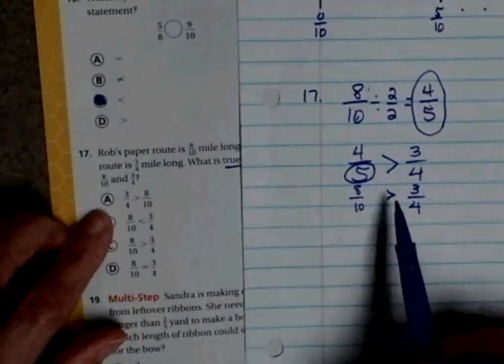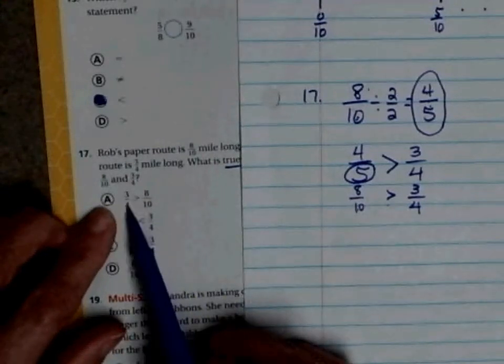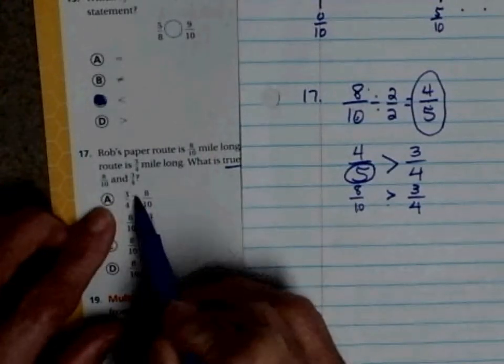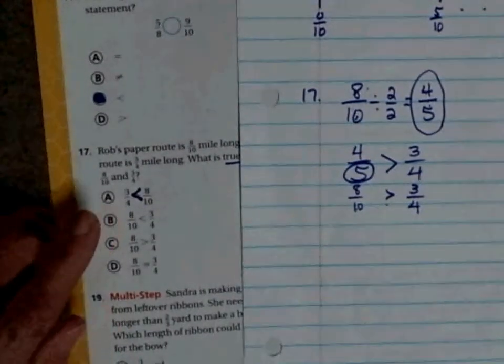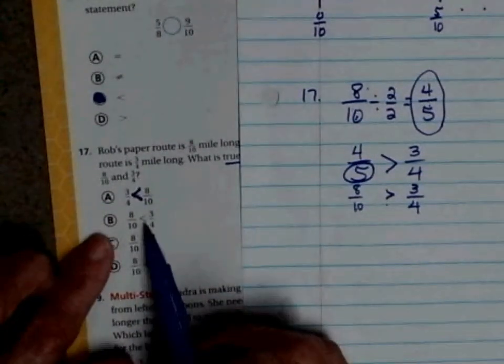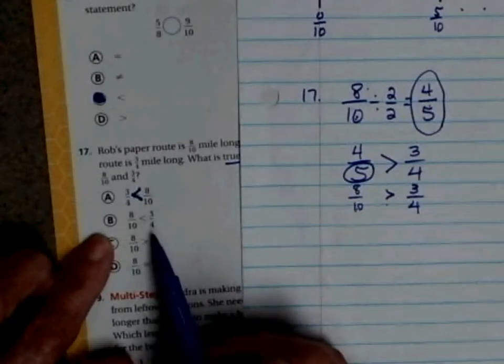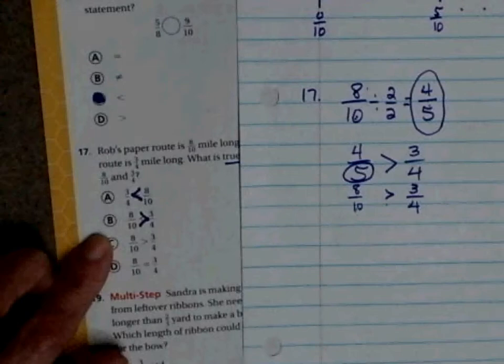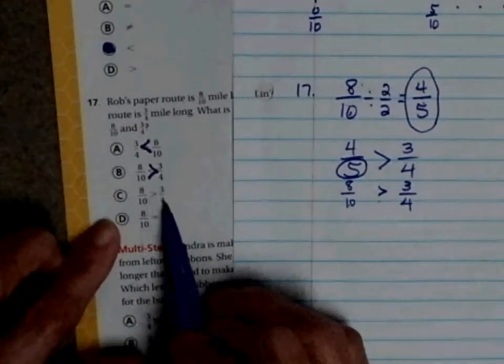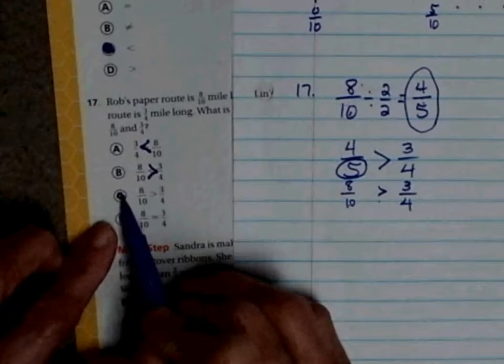We said that 8/10 is greater than 3/4. This says nope. What makes this one true? We would have to change that to a less than sign. This says 8/10 is less than 3/4, so that is not true. We would have to change that to a greater than sign. C, 8/10 is greater than 3/4, that is true.